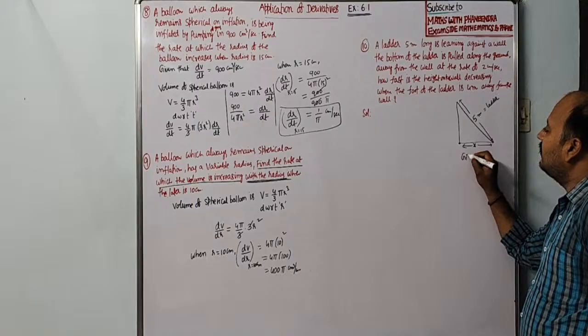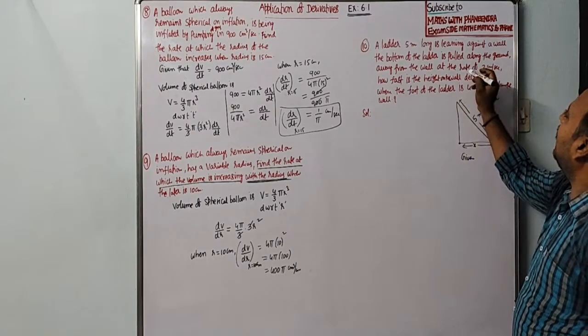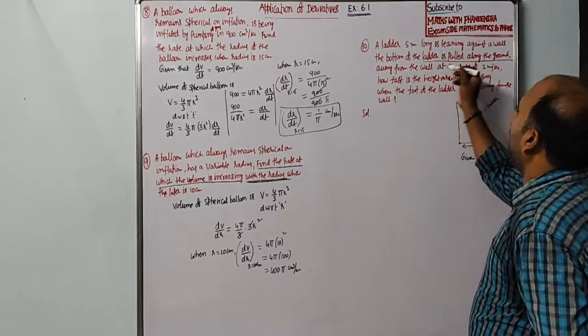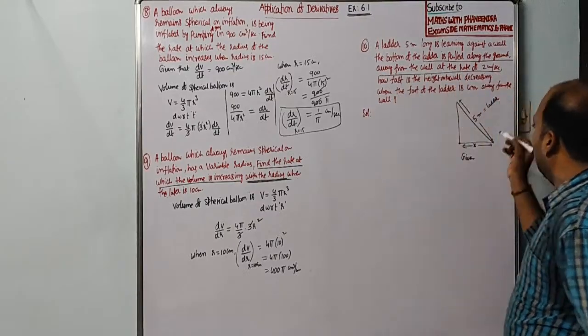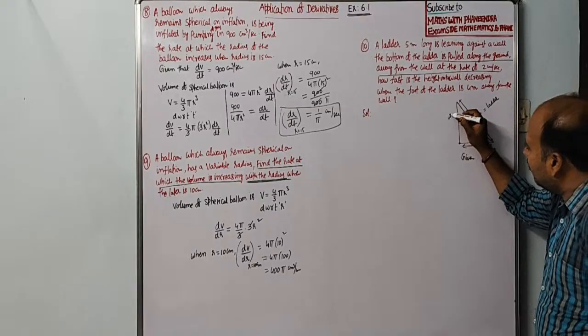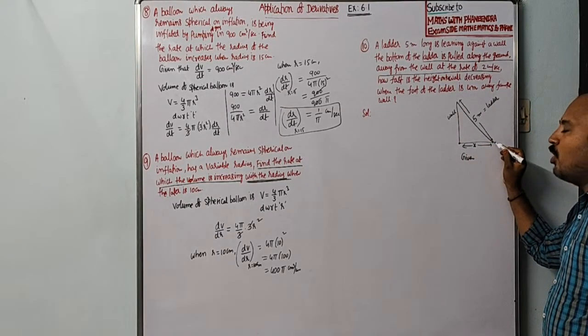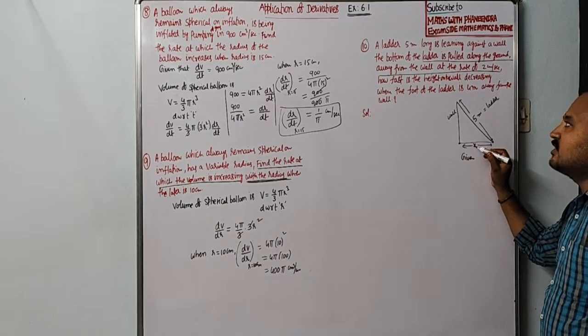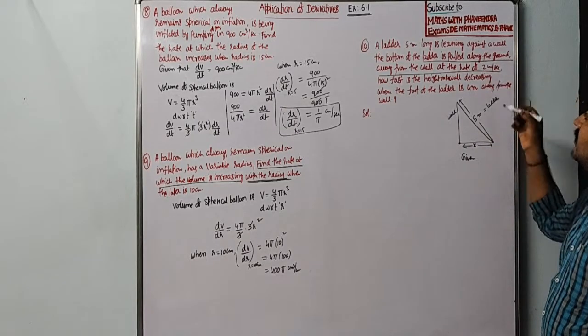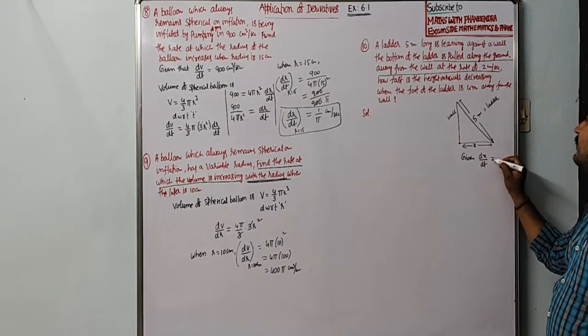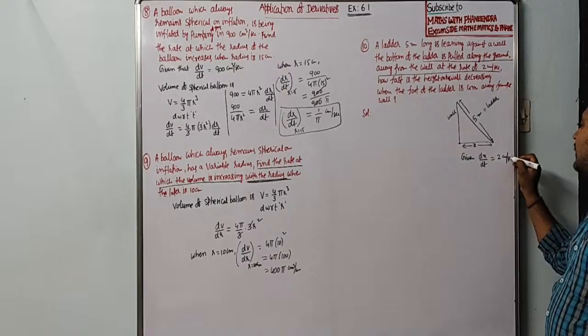Observe carefully, dear students. The ladder is pulled along the ground away from the wall. This is the wall. From the wall, it is pulled away. The distance I am taking is x. So the rate of change of x is given. So dx by dt is given as 2 centimeter per second.